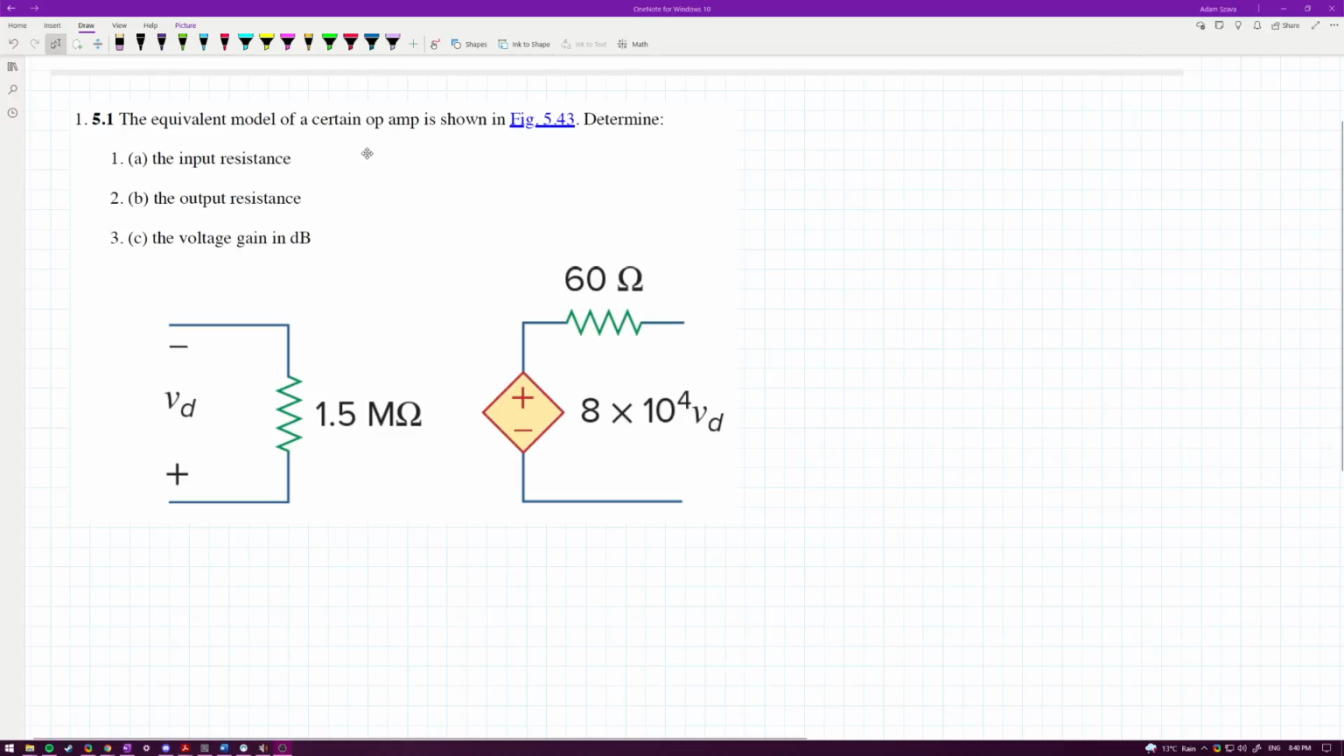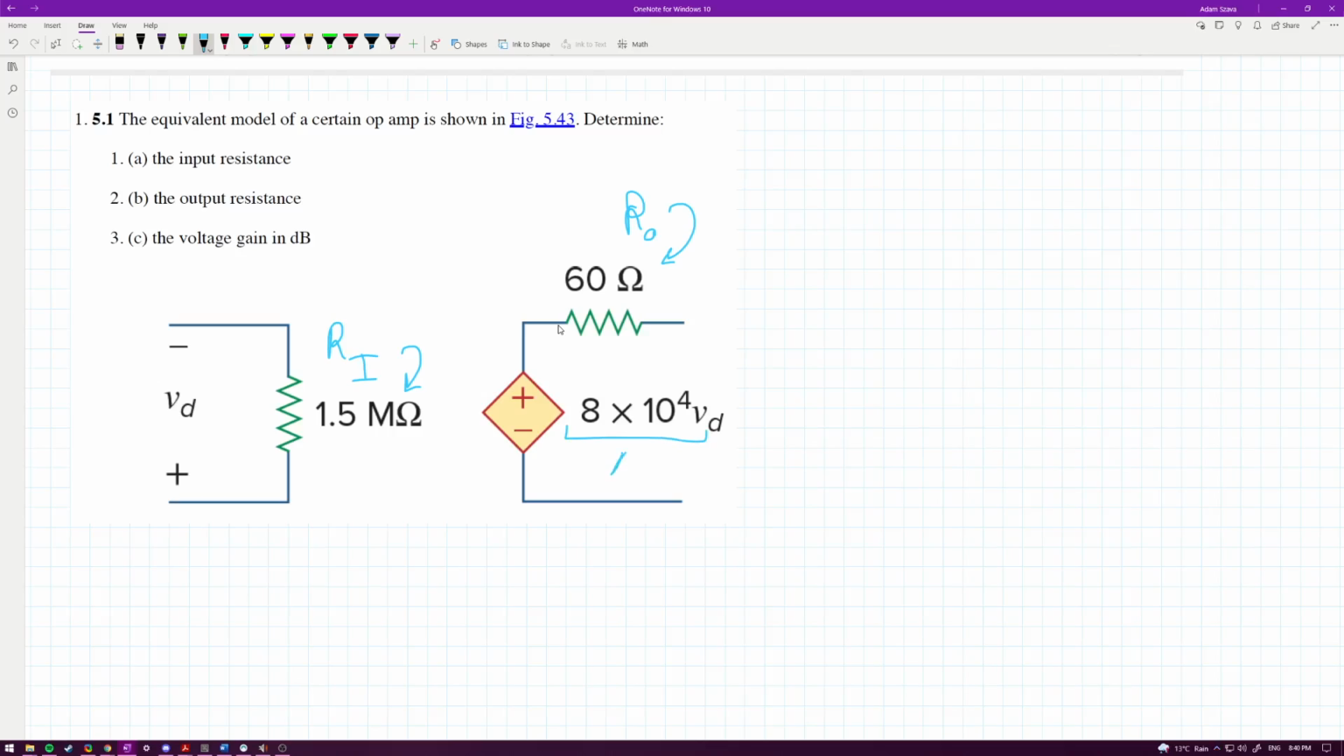So the equivalent model of a certain op amp is shown here. Determine the input resistance, the output resistance, the voltage gain in decibels. Okay, we don't have to do it in decibels because that's not how it's ever been shown to us. But I guess that's the input resistance, that's the output resistance, and the voltage gain in decibels.